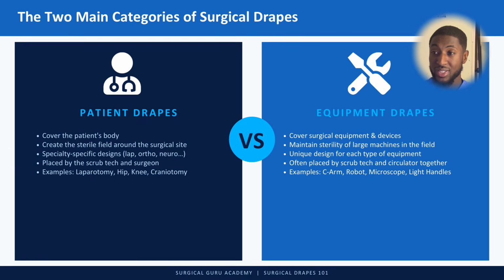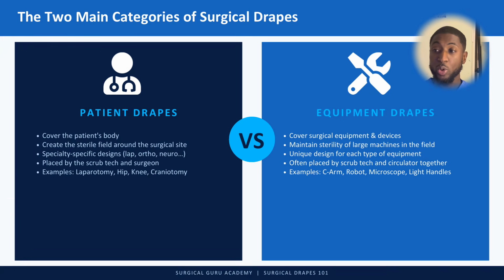It says unique design for each type of equipment. So there's different drapes for different types of equipment, and they're all designed specifically for that piece of equipment. Often placed by scrub tech and circulator together. So some drapes you're able to do on your own, you're able to drape it by yourself, but other drapes you actually need help from your circulator, and they will grab the other end for you and help you put it on because of how large the drape might be.